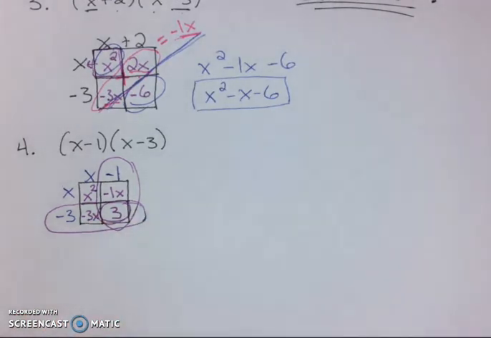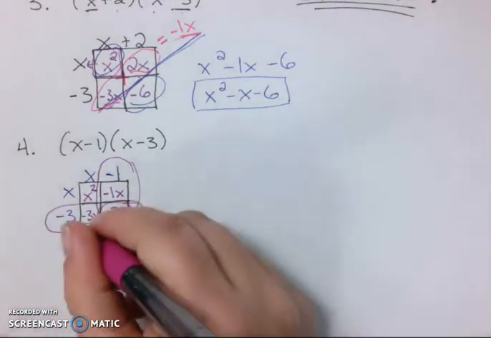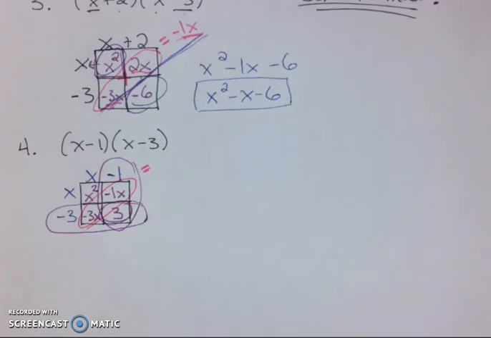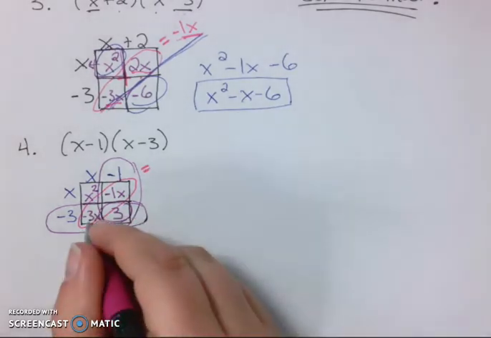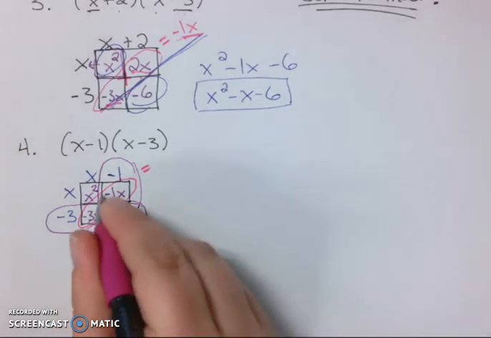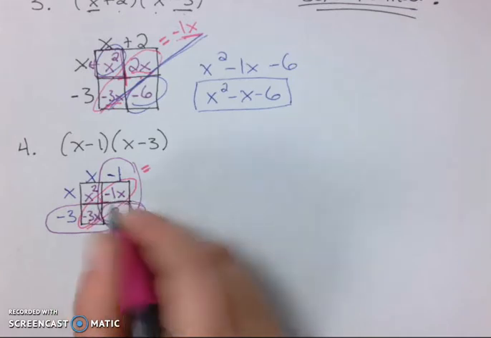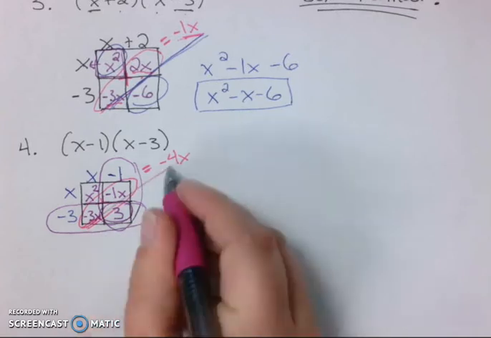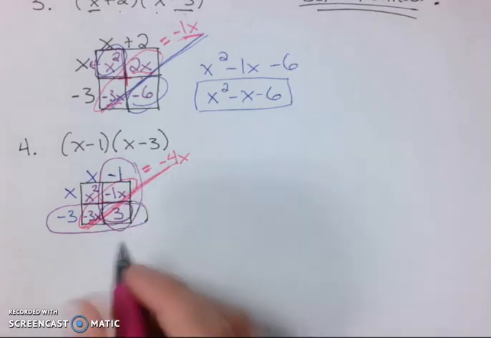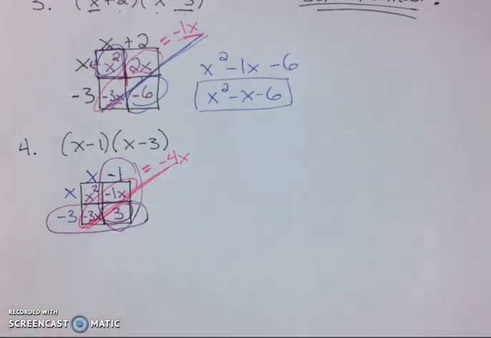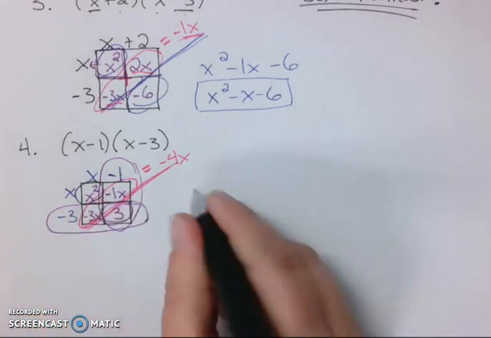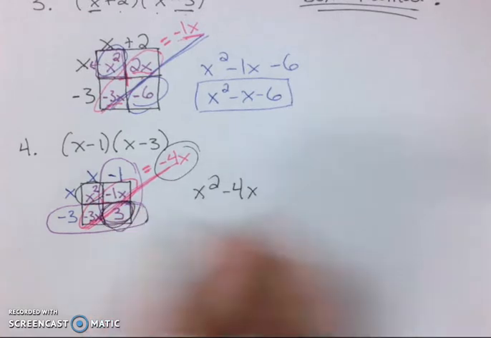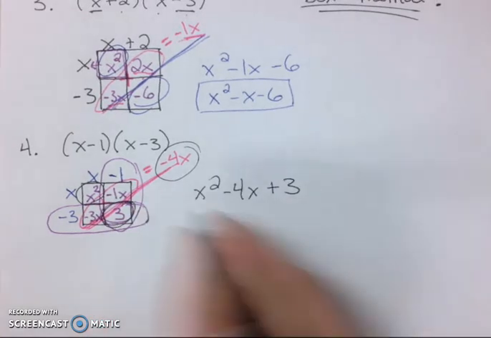Do you see like terms in there? Notice they're diagonal. Guess what? They will always be diagonal. Negative 3, we make this a plus sign, plus negative 1 is negative 4x. Combine those like terms, bring it out here to the side, and our answer, x squared minus 4x, that's a positive 3, so put plus 3. There we go.